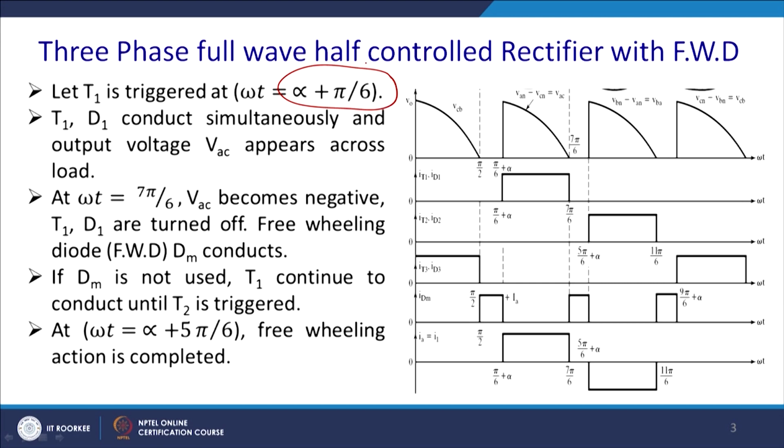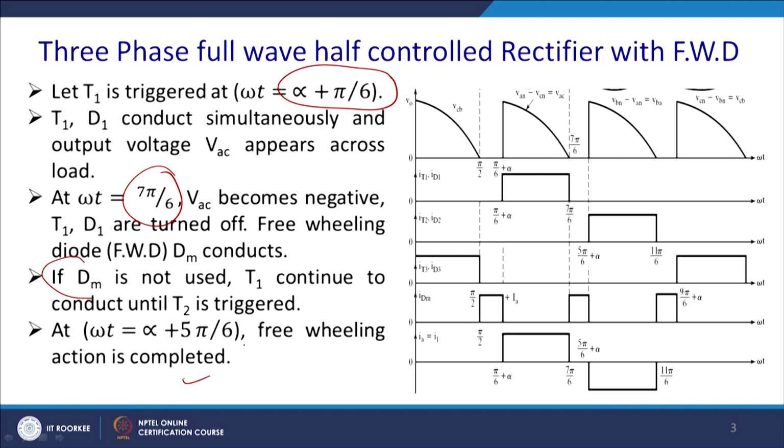So, T1 D1 will conduct and the output voltage will appear across AC. Thereafter, at omega t equal to 7 pi by 6, AC becomes most negative and D1 will turn off and freewheel action will take place. And if the freewheeling diode DM is not used, T1 will continue to conduct until T2 is triggered, since the load is highly inductive. At omega t equal to alpha plus 5 pi by 6, again freewheel action is completed.